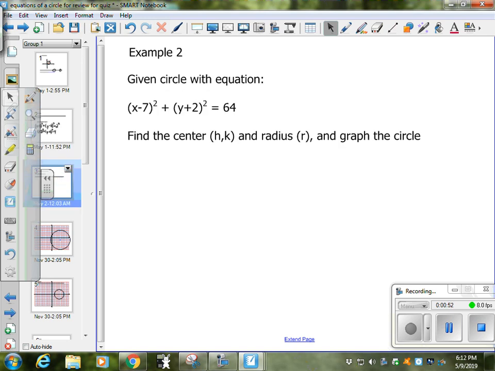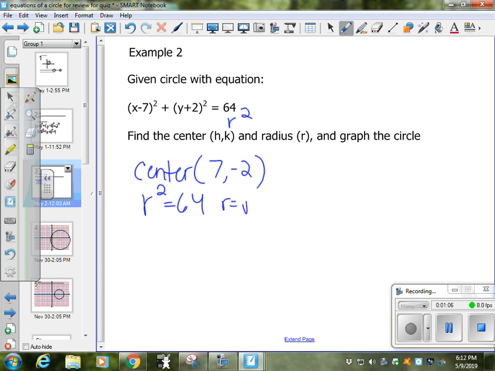Now here, I give you the equation, and you do the opposite for the center. So the center is going to be (7, negative 2). For the radius, in our formula this is r squared, so you have to remember for r, you take the square root. So r would be 8.